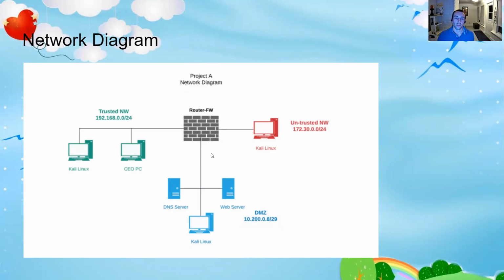And the second part of the interface is the DMZ. And so this holds the web server, DNS server, and the DMZ Kali Linux. And this acts as a perimeter network to help protect this internal network, which is the green network. And this green network is the trusted network. So this will hold the CEOPC and the trusted Kali Linux.